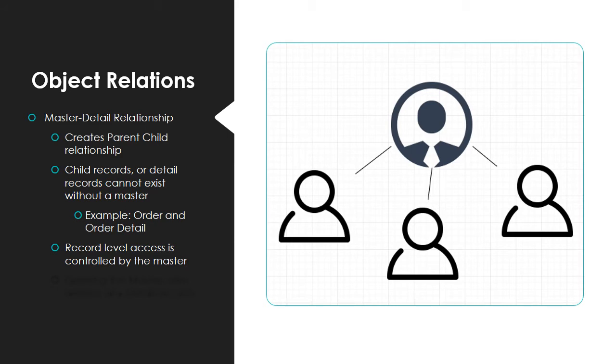Unlike the lookup relationship, the record level access is controlled by the master. So if someone has the ability to read and edit a certain order record, they also have inherited the ability to read and edit the order detail record. And like I mentioned previously with the order and order detail example, deleting the master creates a cascade delete that also deletes any detail records.